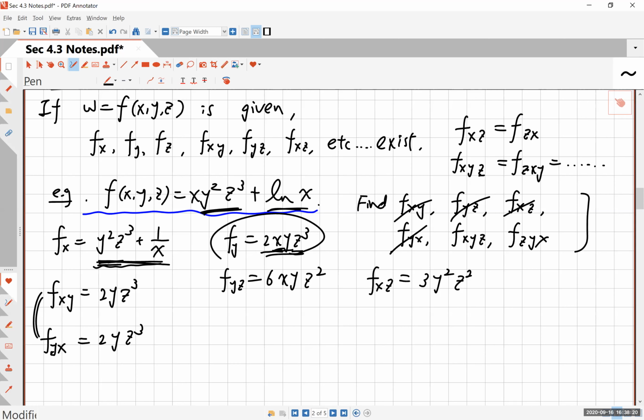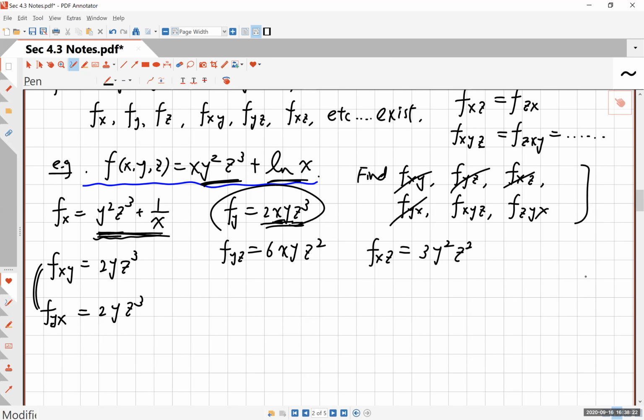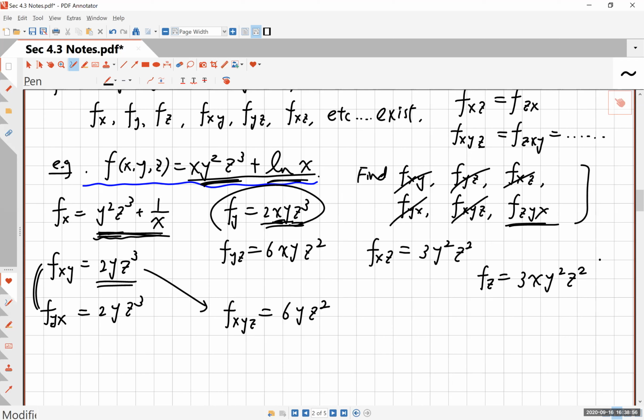So that's done, right? Okay, so how about, let's see, f sub xyz. Do we have f sub xy? Yeah, from here, let's take f sub xyz. If you take the derivative of this with respect to z, you get 6y z cubed, right? Okay, so that's f sub xyz. How about f sub zyx? We don't even have f sub z, so let's go ahead and find f sub z. That would be the derivative of that with respect to z. That's 3xy squared z squared.